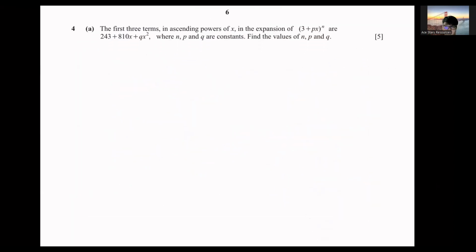So the questions on series and binomial theorem. The first 3 terms in ascending power, okay, these questions are quite popular. In the expansion of (3 plus px) to the power of n, they have given you the product: 243 plus 810x plus qx squared. You are required to find n, p, and q. So how are you going to do this? Where do we start?